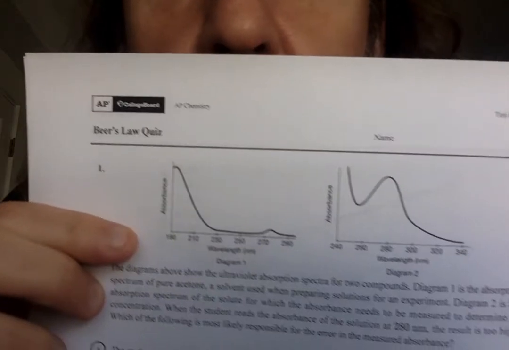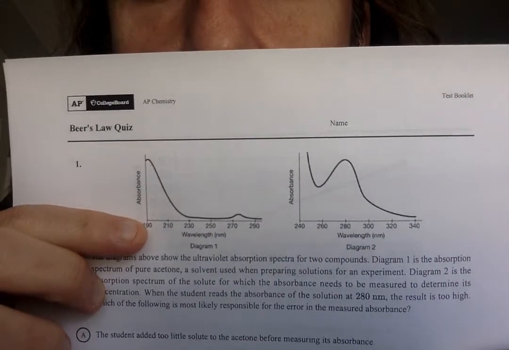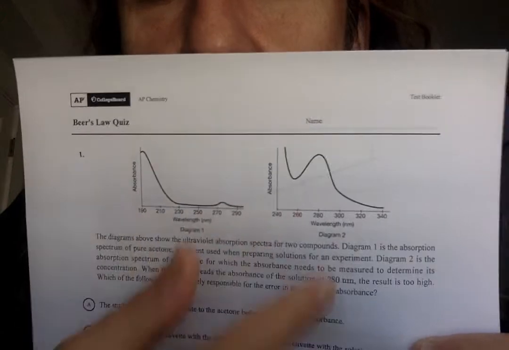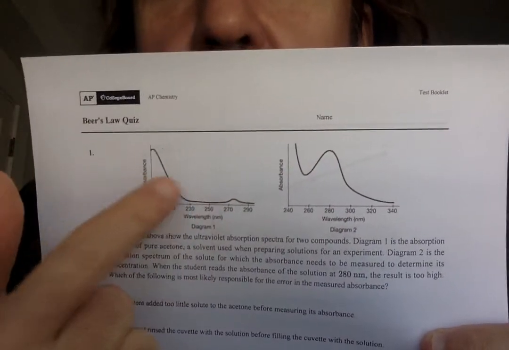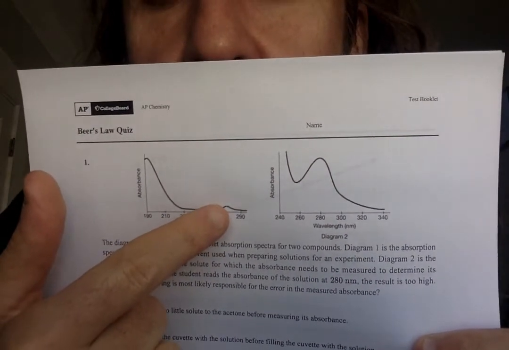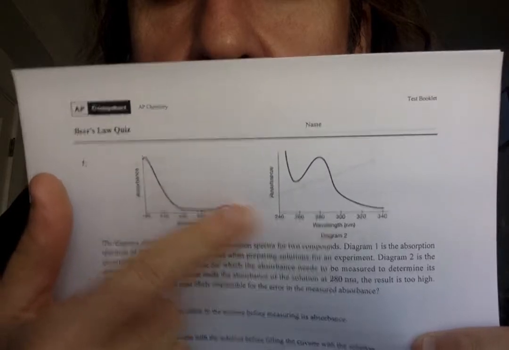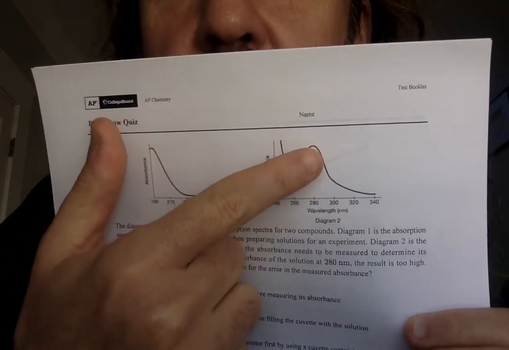What you need to look at here is that this is a different scale than this. This is kind of a blow up. And so if this is your acetone, you see right there at 270, you see that little hiccup? That's that hiccup right there.